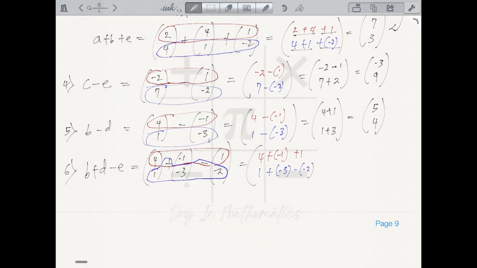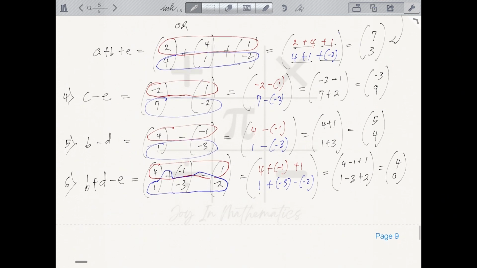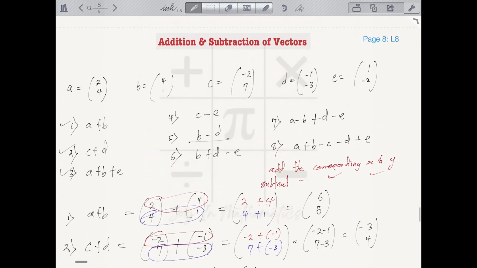When we resolve this now, we'll have 4 plus -1, that will give us 4 minus 1 plus 1, which is 4. And 1 plus -3 will give us -3, and minus -2 gives plus 2. So 1 minus 3 is -2, plus 2 is equal to 0. So (4, 0). So we have solved questions 1 to 6.